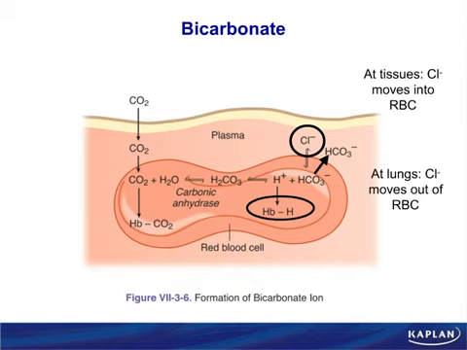So one of the things to appreciate on the STEP exam, in addition to the idea that the major way CO2 is transported is as bicarb, is this chloride shift in and out of the red blood cell. Know that it goes in at the tissue and out at the lungs. And if you just think about the basic chemical reaction and where we're generating bicarb or where we're consuming bicarb, we know that chloride's going to go in the opposite direction.